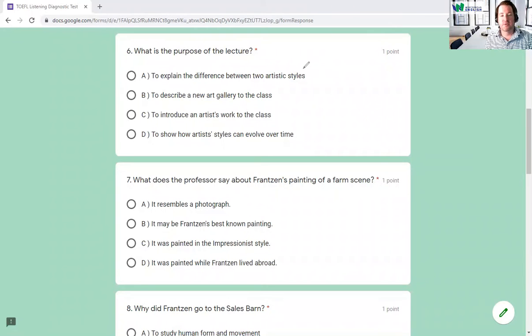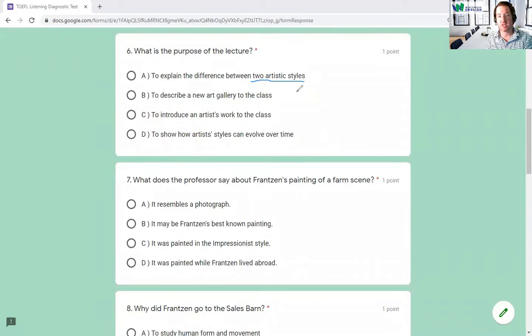All right, let's go through the lecture, the longer one, which is more difficult than the conversation. So the first one is a purpose question. What is the purpose of the lecture? Let's take a look at this because some people have missed it. To explain the difference between two artistic styles, well, they did mention two artistic styles.